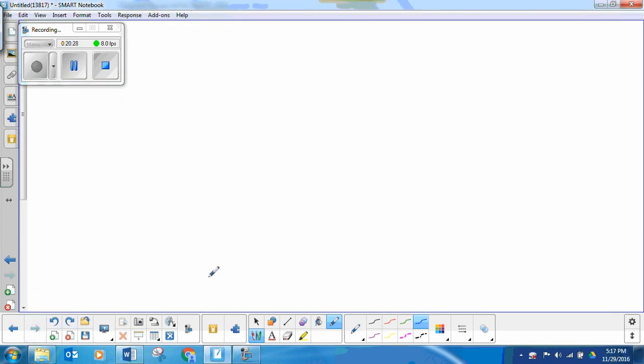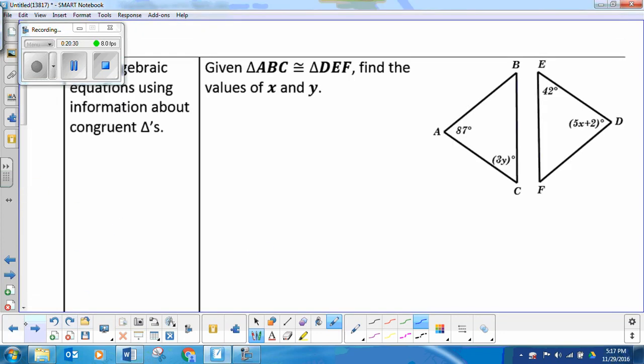And you will see, let me go back one. You will see a few triangles, and oh yeah, here we go. We definitely are going to be doing some algebraic expressions based on congruency statements. We've got the given triangle ABC is congruent to triangle DEF, and we're looking to find the values of x and y. So similar to the last example, I'm going to fill in some blanks based on what I know.